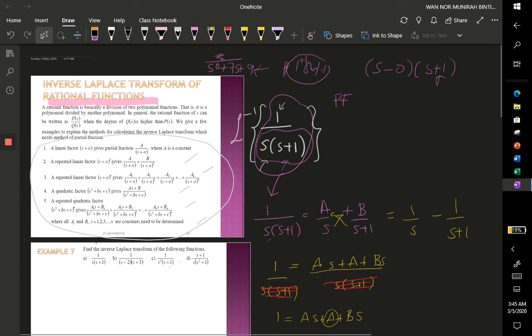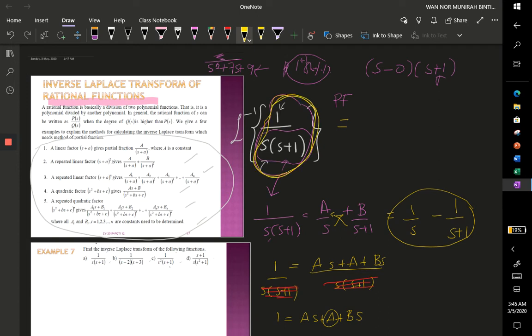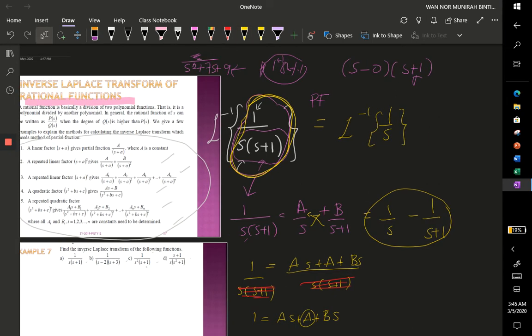And I will copy this one. This one is the simpler function by using partial fraction. I can conclude that my Laplace inverse of 1 over S times S plus 1 can be simplified in the form of Laplace inverse of A over S, which is 1 over S. By using the linearity property, I try to split this into a simpler form. So we have plus B over S plus 1.